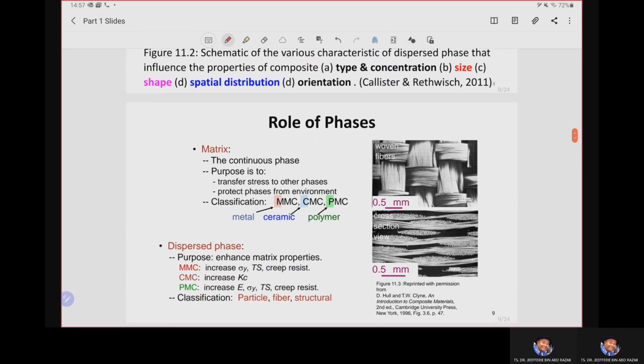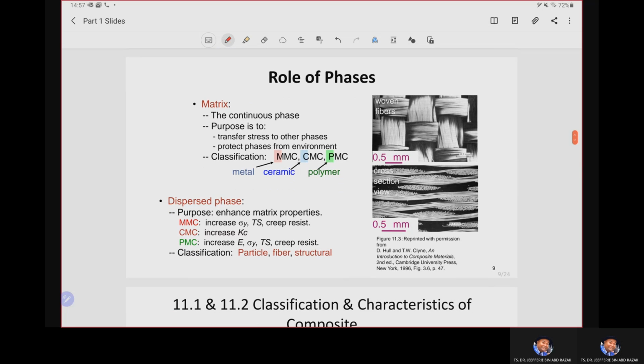So let's move forward to the next slide on the role of phases. Even though I've just mentioned the role of matrix and dispersed phase just now, let's review again, okay? The continuous phase, or easily referred to as the matrix phase, can be polymers, metals, or ceramics.